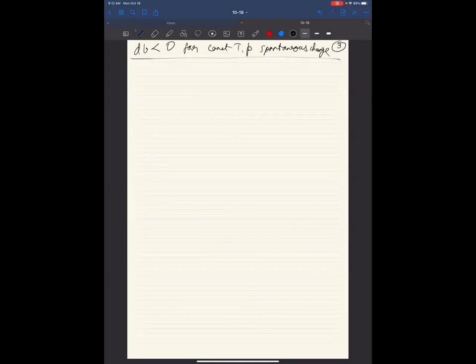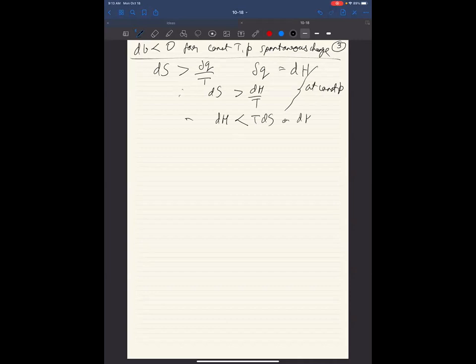Same idea as last time, our last proof. We know that the Clausius inequality says that ds is more than delta q by t. What can we say about delta q at constant pressure? It is equal to d of what? H, right? It's the d of enthalpy. Therefore, ds more than dh by t at constant pressure, or dh less than tds, or dh minus tds is negative.